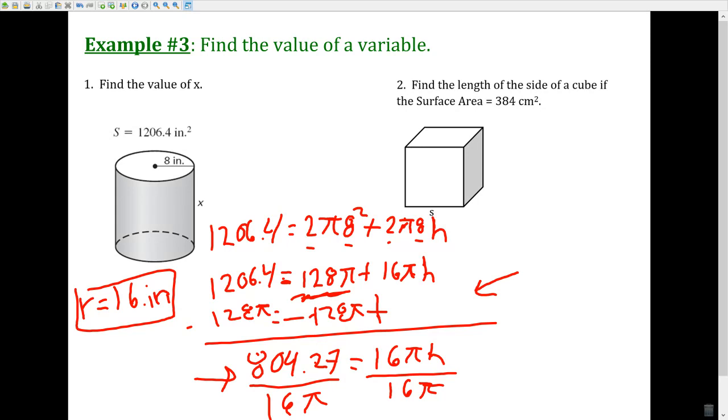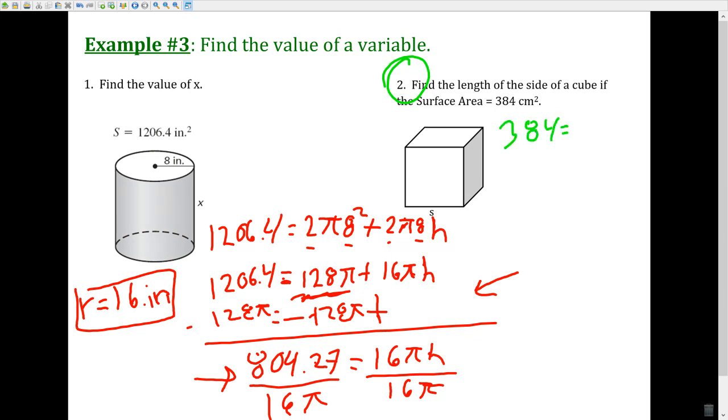Great. All right, here's the last one here. Find the length of the side of a cube. Surface area equals 384. I'd recommend trying this on your own and then comparing answers here, because I think this is a kind of fun one, just because it shouldn't be that crazy if you know what you're doing with surface area. So pause and see if you can try it on your own. Otherwise, here's how you do it.